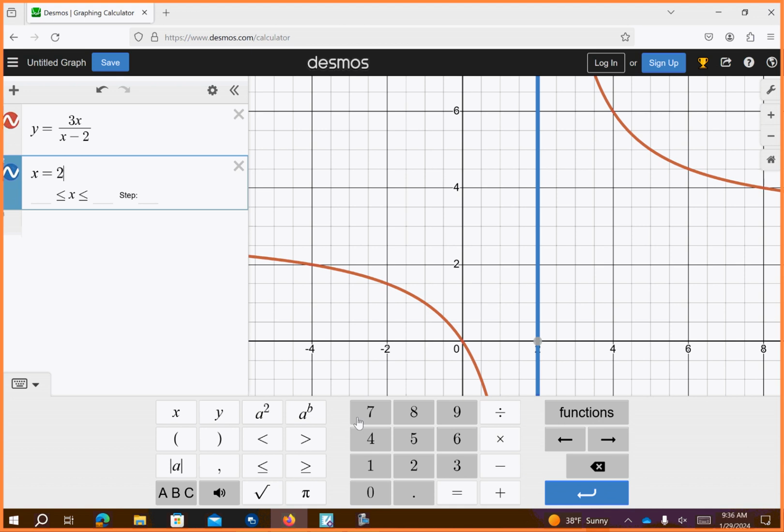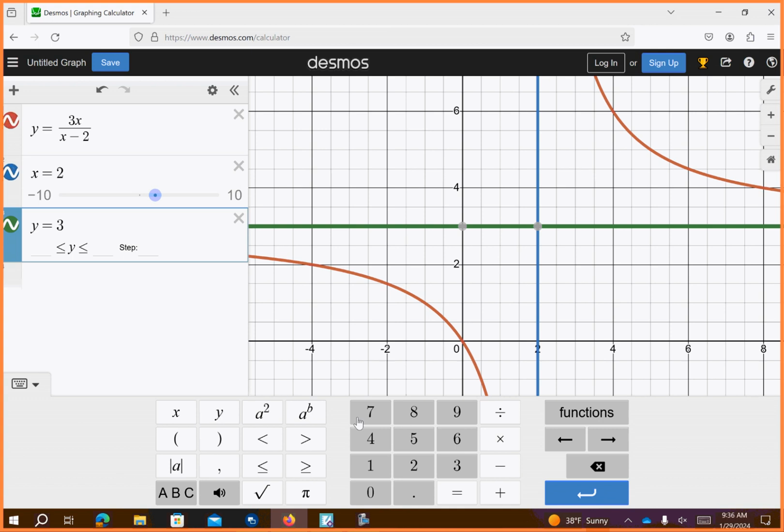So let's take a look. Does that make sense if I say y equals 3? Does that appear to be a nice asymptote for us horizontally? Absolutely. Now, the other rules are if the degree on top is less than the degree on bottom, then your asymptote happens at the x-axis. Okay, so it's y equals 0.